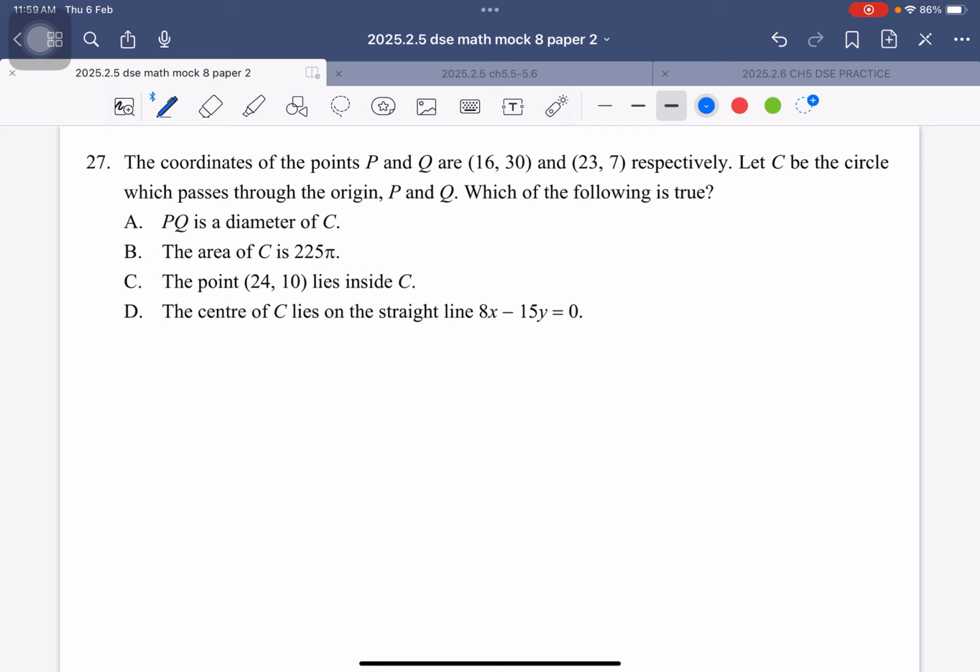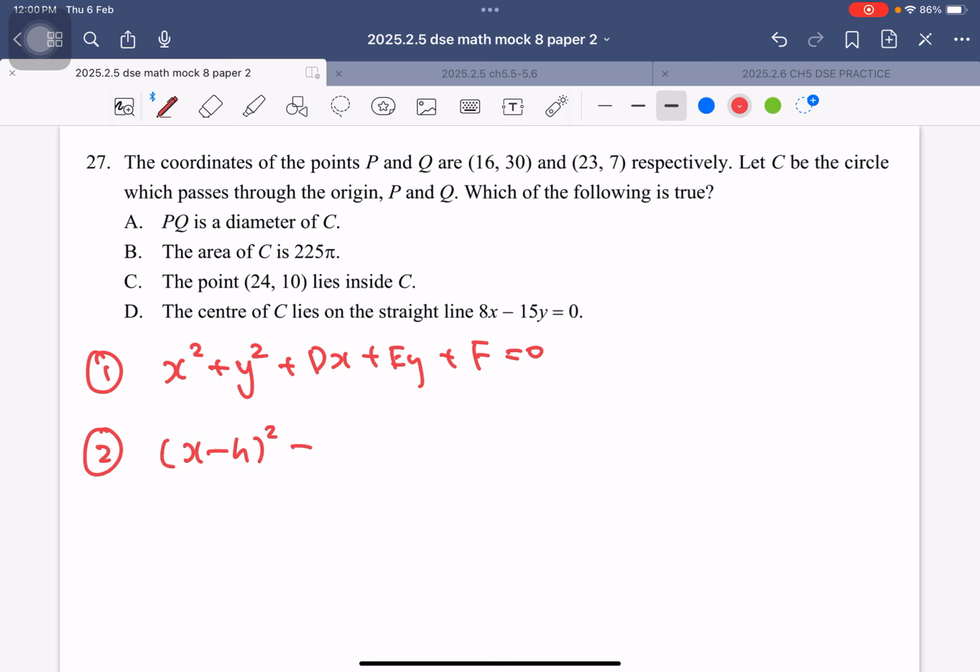So circle equation. Back to circle equation. Eddie, what is the formula of the circle equation? I'm not asking the area of the circle, I'm asking the circle equation. Okay, remember it. X squared plus y squared plus dx plus ey plus f equal to 0. And the second one is x minus a squared plus y minus b squared equals r squared.